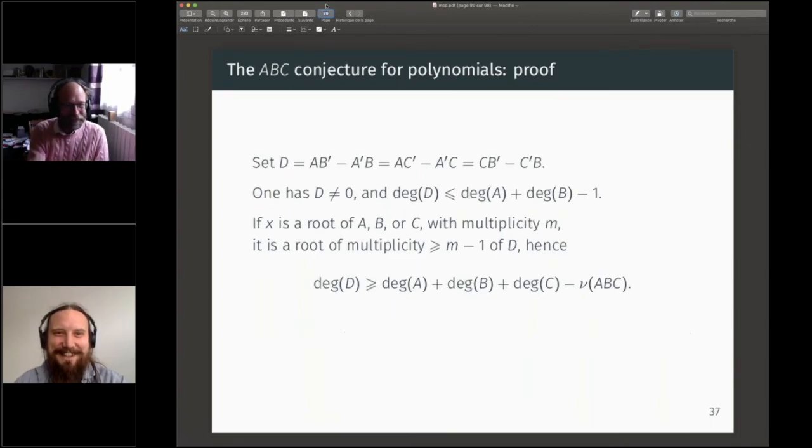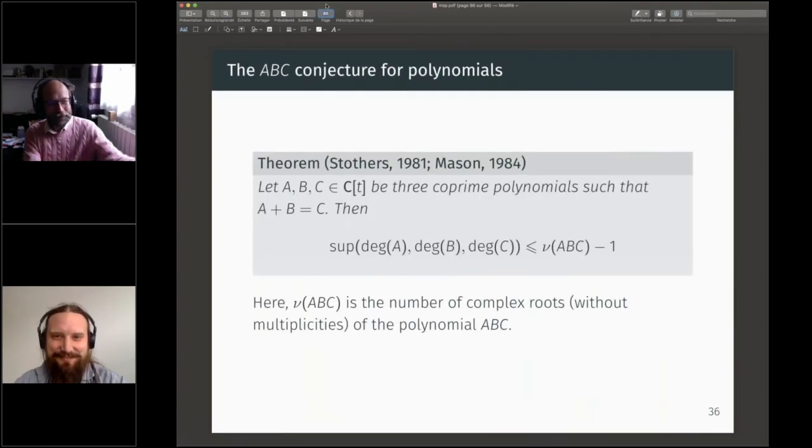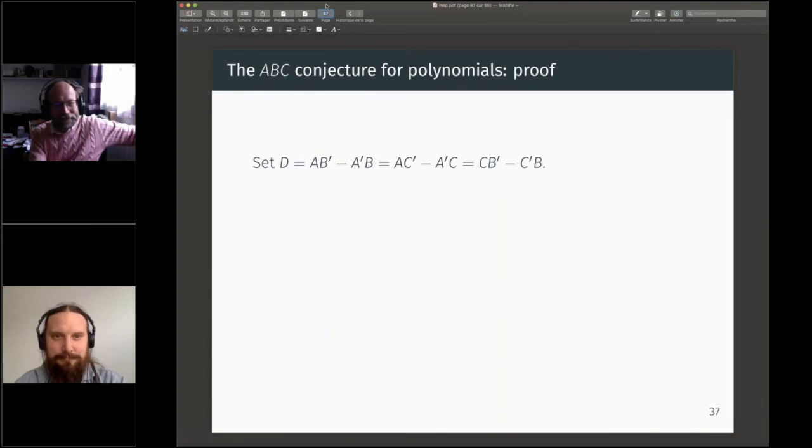So I want to prove that if I have 3 polynomials such that a plus b is c, and coprime, then the supremum of the degrees is smaller than the number of roots, minus 1. The trick is to introduce this quantity, which is a times the derivative of b minus the derivative of a times b, which, as you can check, is also ac prime minus a prime c, or cb prime minus c prime b, just by algebra.